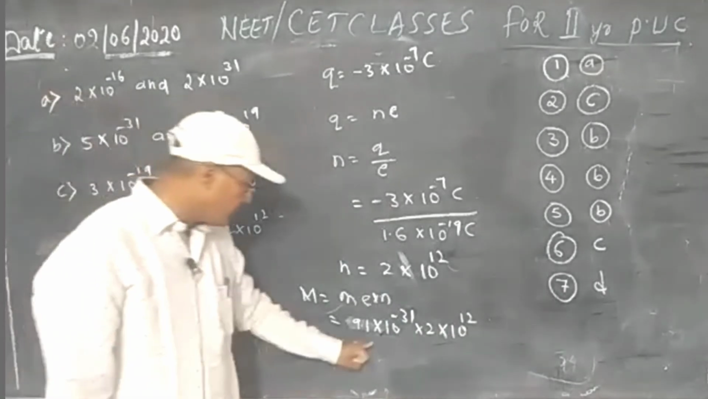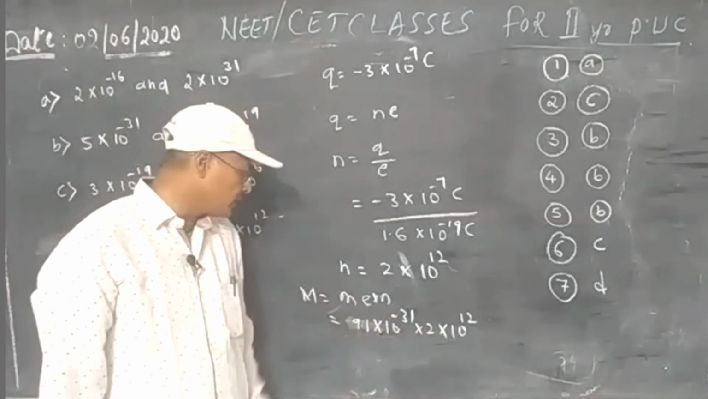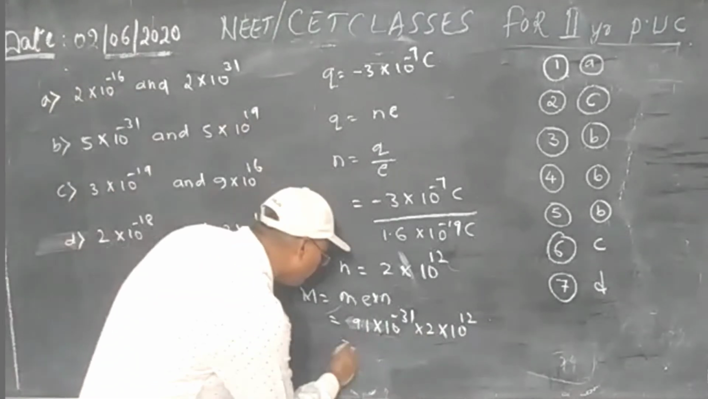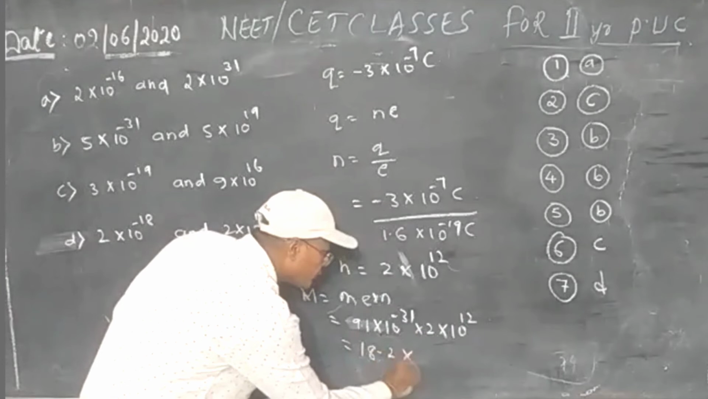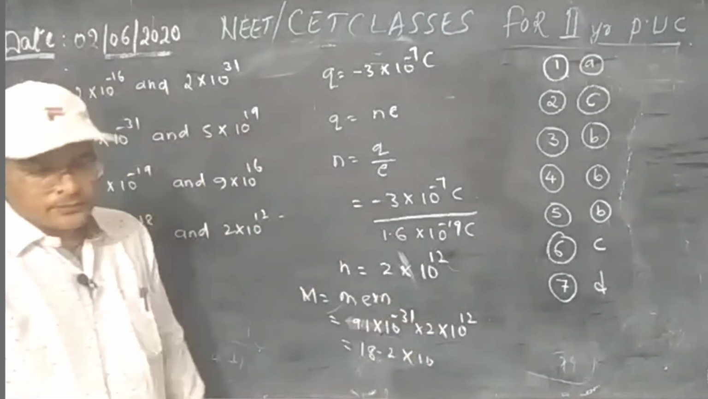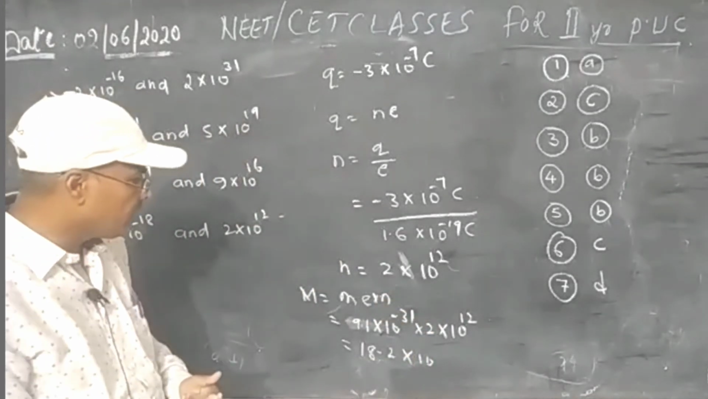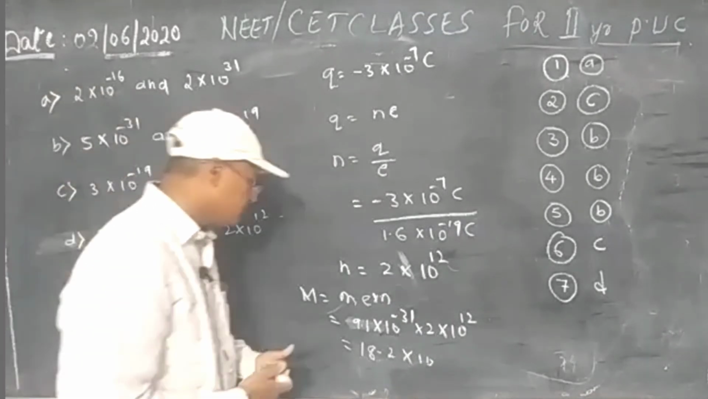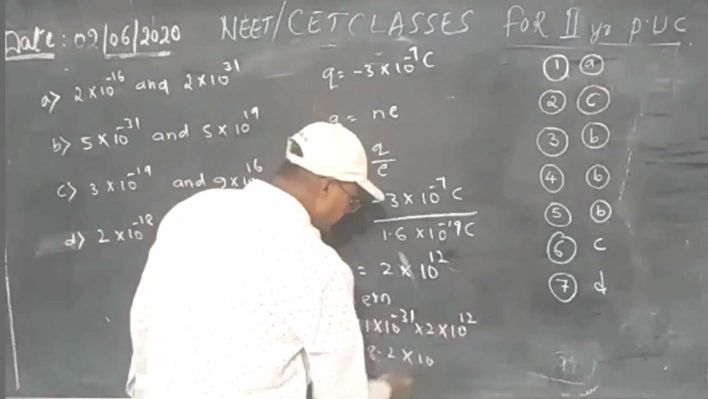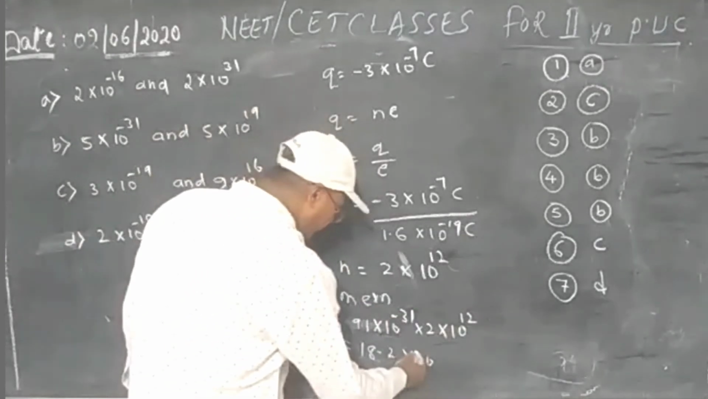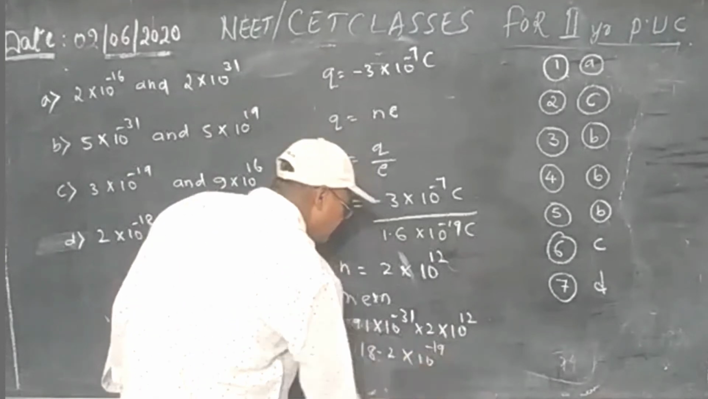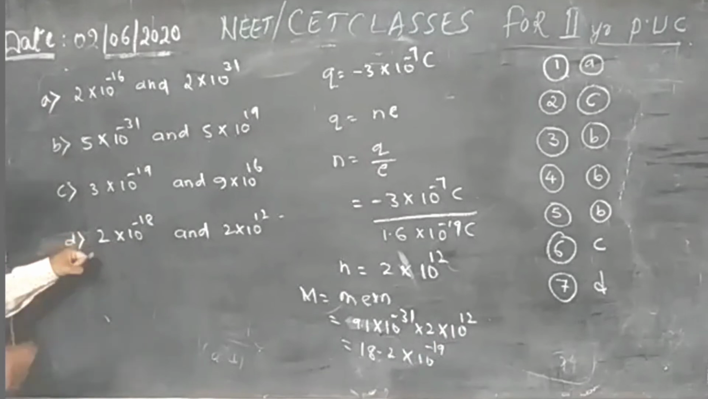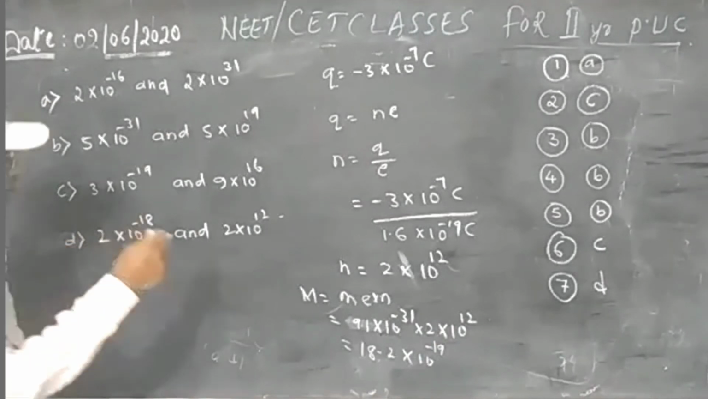Now multiplying here, 2 into 9.1. How much are you getting? It's about 18.2. 18.2, minus 31 and plus 12. So minus 31 and plus 12 is how much? It's about minus 19. So we are getting 18.2 into 10 raised to minus 19.